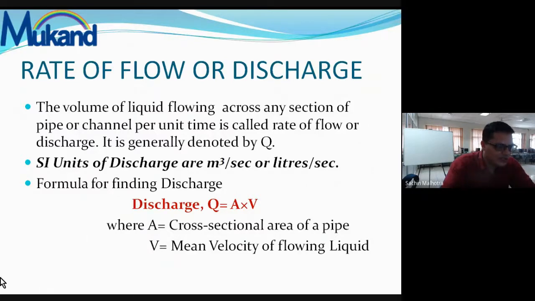And here is the formula for finding discharge. Discharge is denoted by Q. Its formula is A into V, where A is the cross-sectional area of a pipe and V is the mean velocity of flowing liquid. A is area and V is velocity.